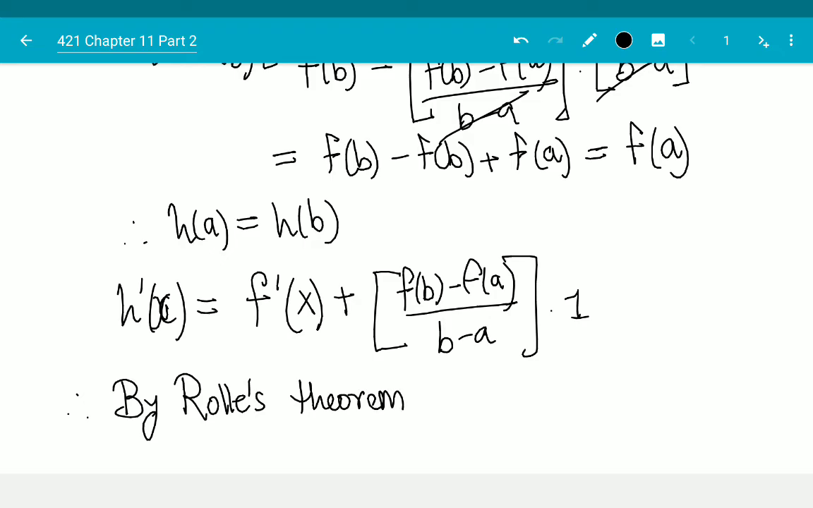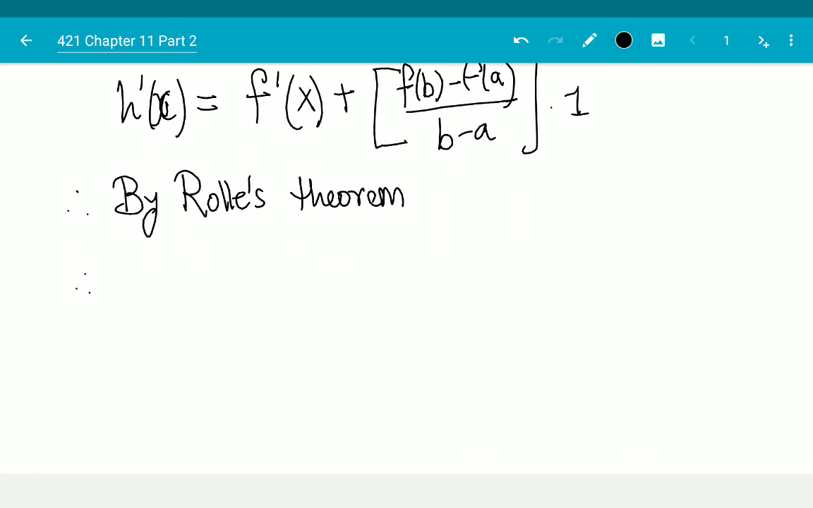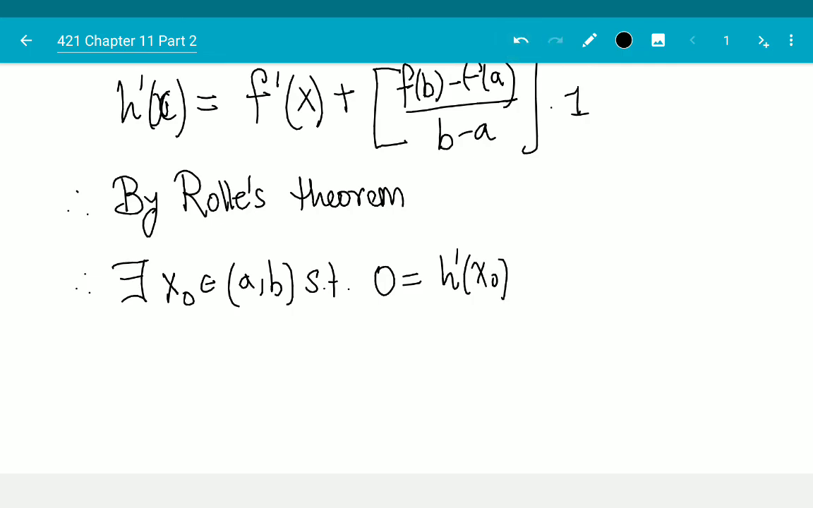because h is differentiable everywhere and h of a is equal to h of b, I get, therefore, there exists x naught in (a, b) such that 0 is equal to h prime of x naught is equal to f prime of x naught, my bad, this should have been a minus, minus f of b minus f of a over b minus a.